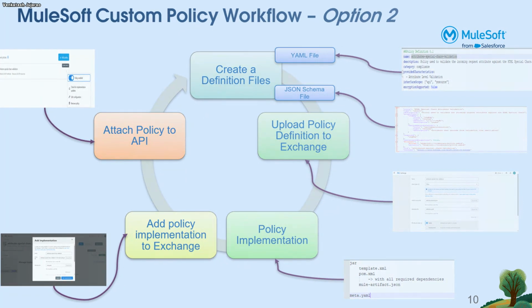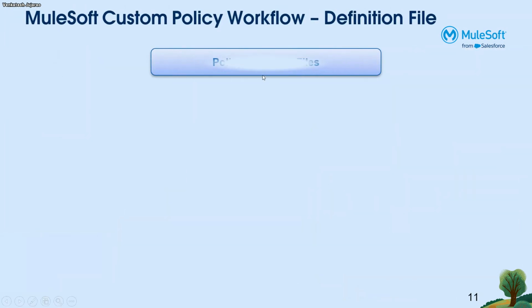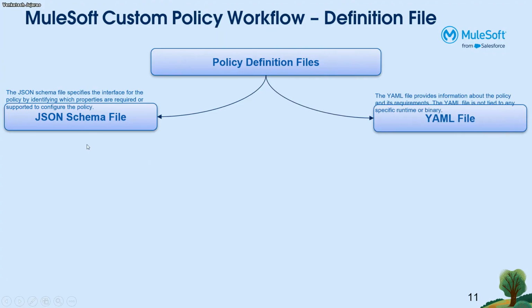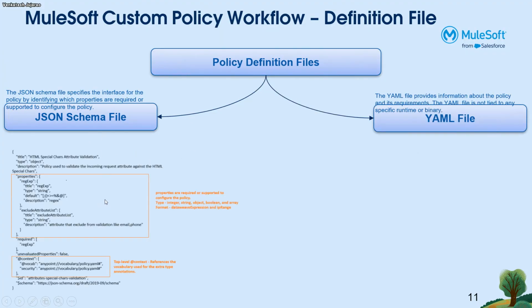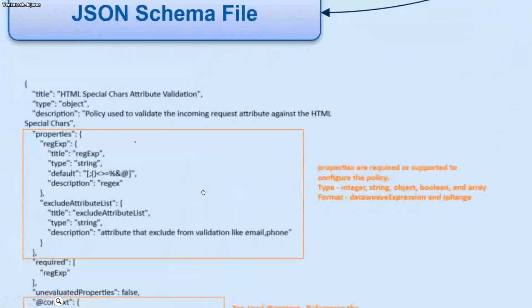Okay. Then, as I said, we'll have a look at this definition file. Under this JSON schema file and YAML file, we'll have this information. In the JSON schema file, we'll be defining the attributes. I'm expecting two attributes from the user: regular expression and exclude attribute list. For the regular expression, I'm saying that a default value should be populated. The regex expression attribute is required, and the exclude attribute list is the optional field. So these attributes I'll be defining here under the JSON schema file.